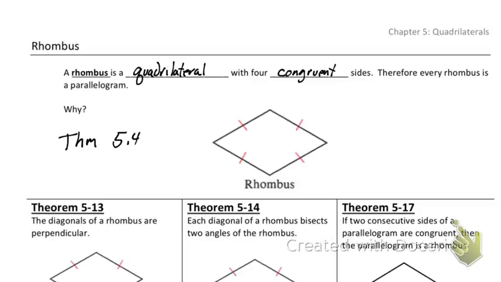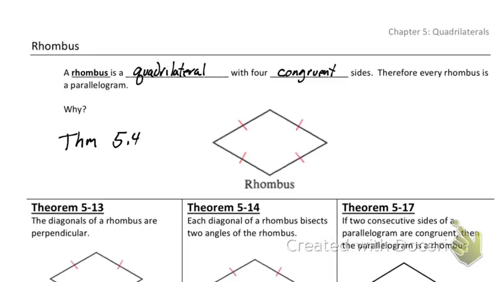That's because Theorem 5.4 says that opposite sides are congruent. So it is in fact that one. All 4 sides are the same, so it must be a parallelogram because opposite sides are congruent, both pairs.